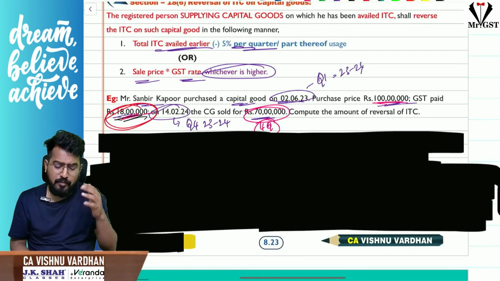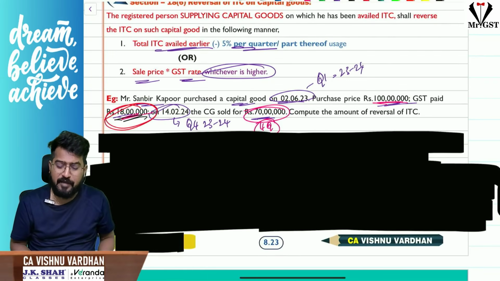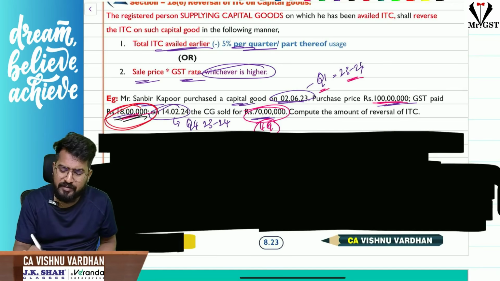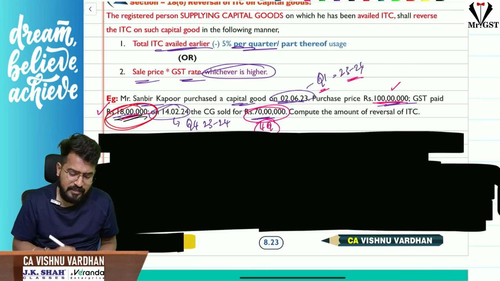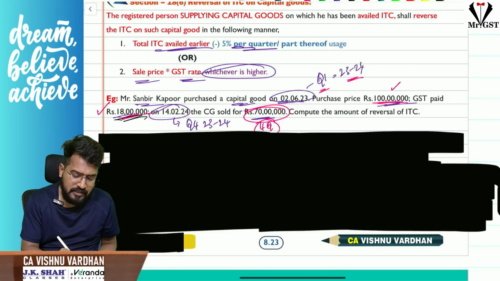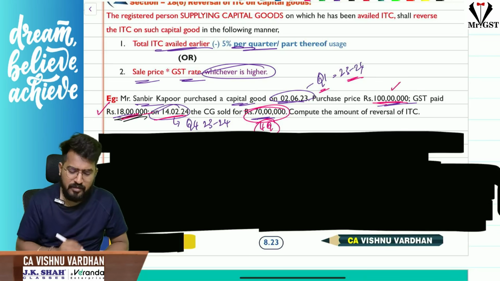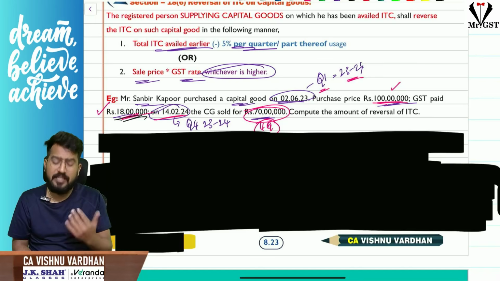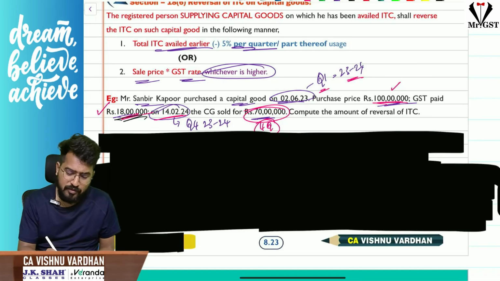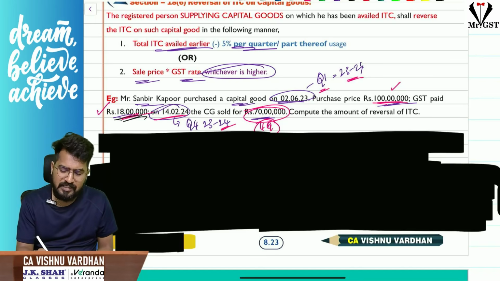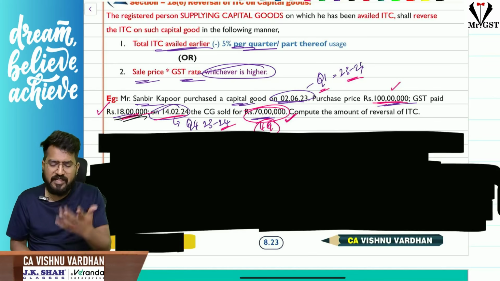Now see, for example, Mr. Sanbir Kapoor has purchased a capital goods on 2nd June 2023. This is happening in Q1 of the 23-24 financial year. Purchase price 100 lakhs, GST 18 lakhs. That means the GST rate is 18%. Now, sir, he is selling this capital goods on an auspicious day, 14th Feb 2024. This is also falling in the 23-24 financial year, for 70 lakhs. Compute the reversal of ITC.